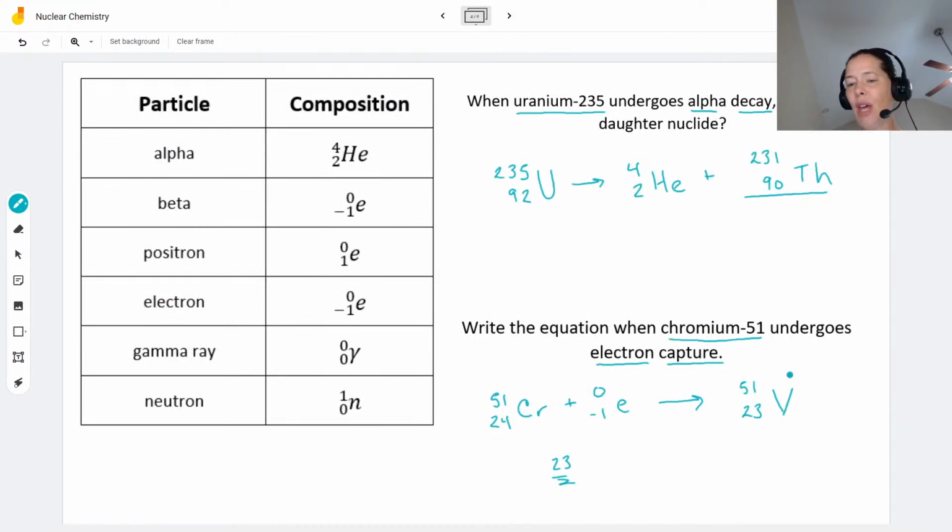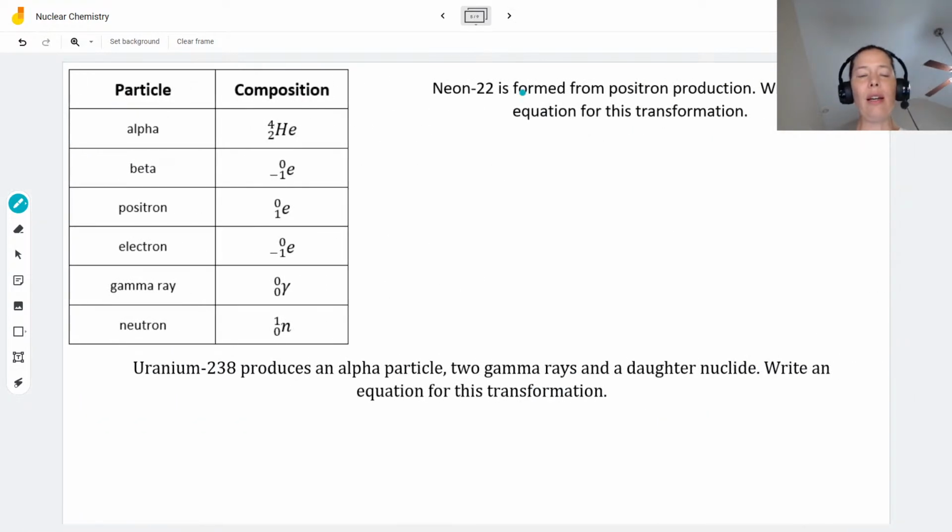All right. So that is our reaction. All right, so these hopefully are making a little more sense, but it's all about practice, practice, practice. All right, so let's read this guy here. Neon 22 is formed from positron production. Okay, so we've got a positron. Write the equation for this transformation.